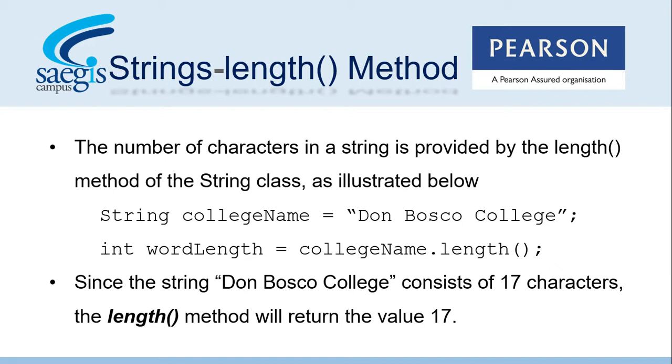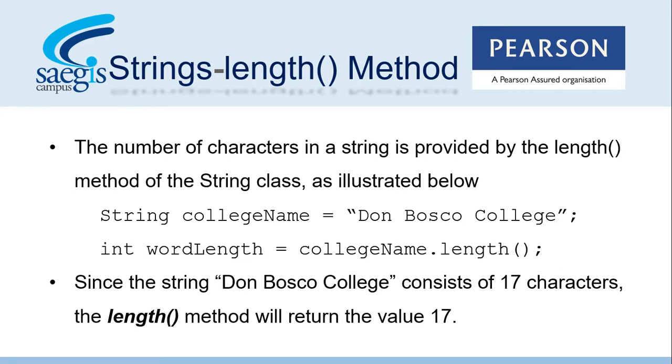First, we declare a variable named college with the string data type. Then we assign a value, here Don Bosco College, and then we get the length of this string using the length method. In the second statement you can see we need to get the length of this string variable, so we take the variable's name, dot, then call the length method.